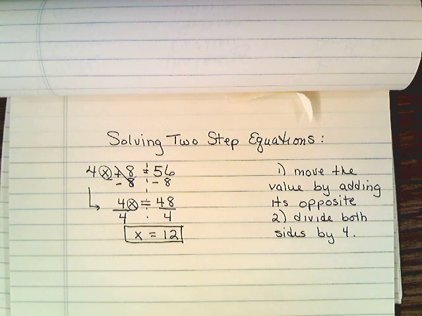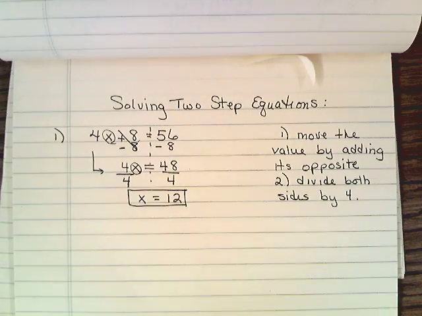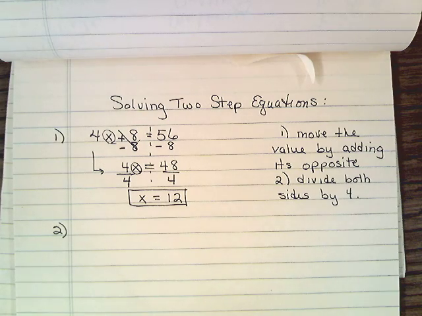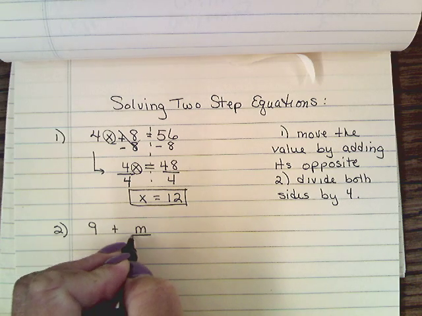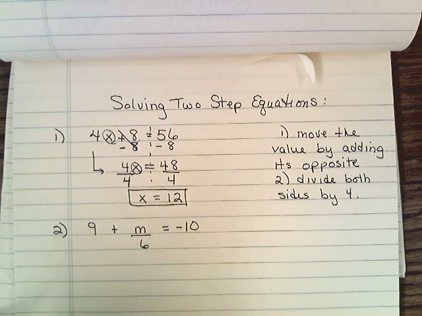Now there's going to be a couple of different ways to see this next one. But I have 4 examples for you. So that was example 1. Okay, example 2. 9 plus m over 6 is equal to negative 10. Now here's my variable all by itself.